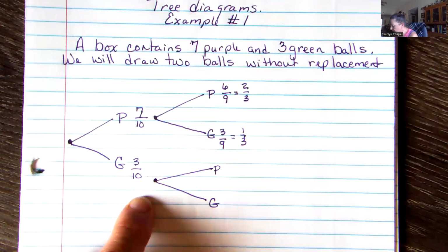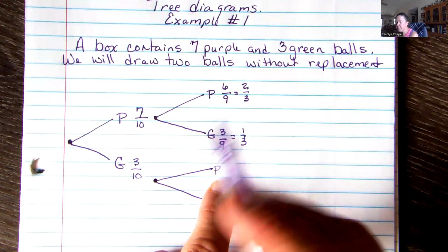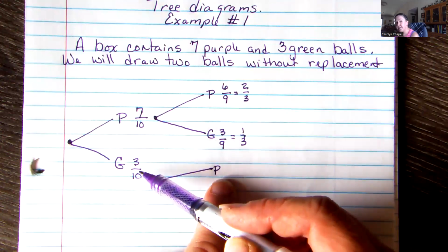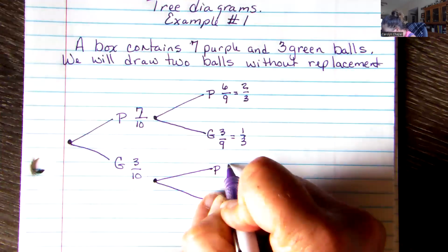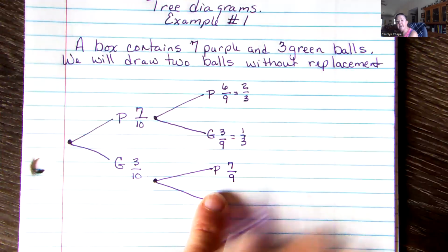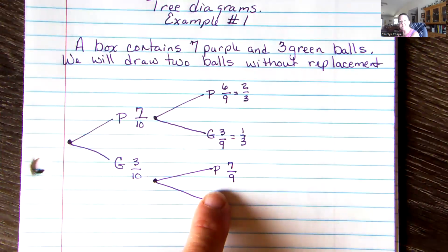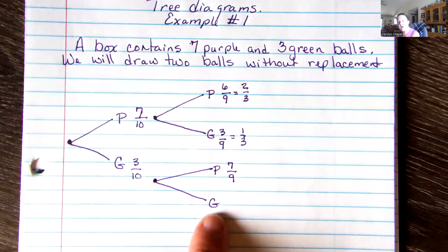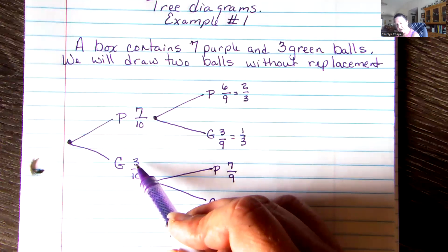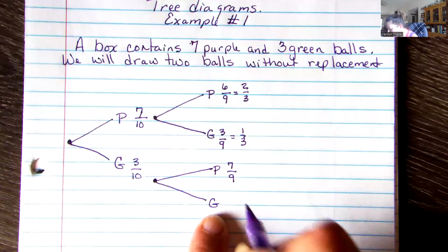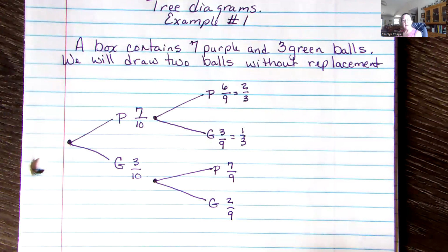And if I drew a purple, now think about it, this time we got a green the first time. So all 7 purple balls are still sitting in there. So that's 7 out of 9. 7 out of 9 does not reduce. And our green, well, we got a green here, so we no longer have 3, but 2 greens out of the 9 total balls left.